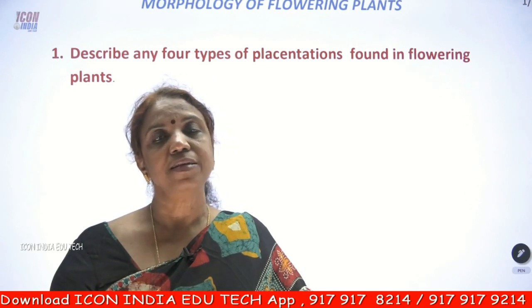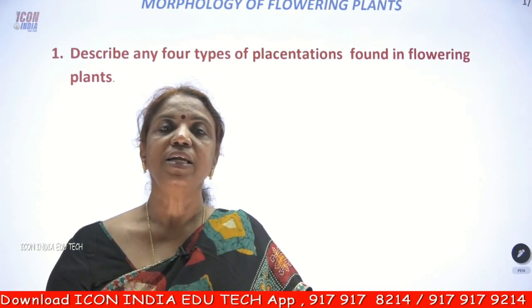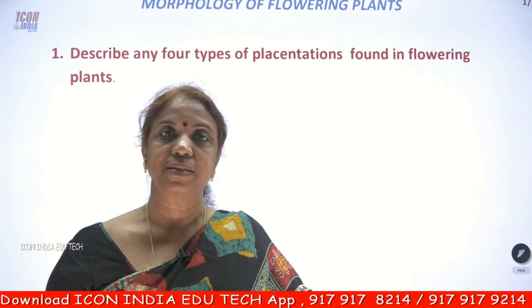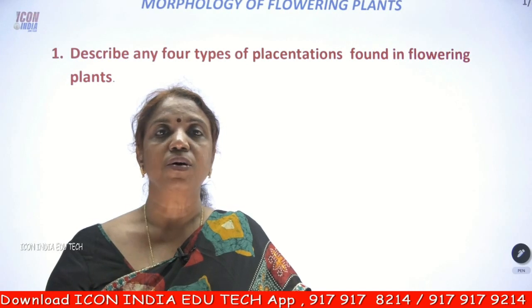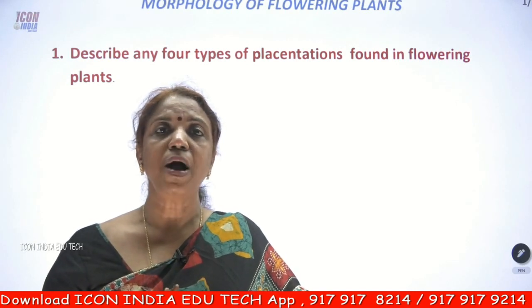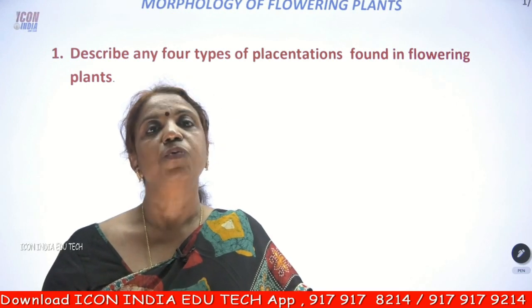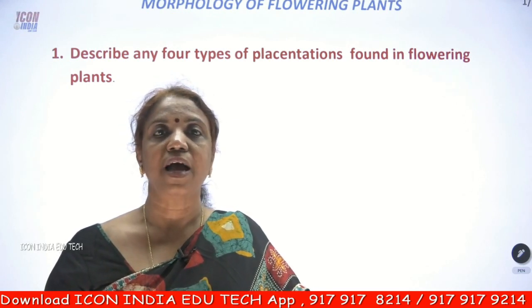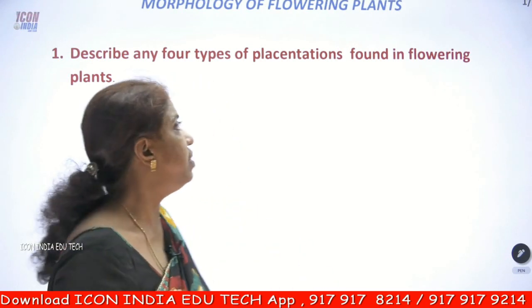Each placentation takes 1 mark only. Let us discuss the 4 types of placentations. How can you write the answer for a 4 mark SAQ? For a 4 marks question, you should describe at least 4 points. For 4 types of placentations, directly mention the 4 types. The first one is marginal placentation.